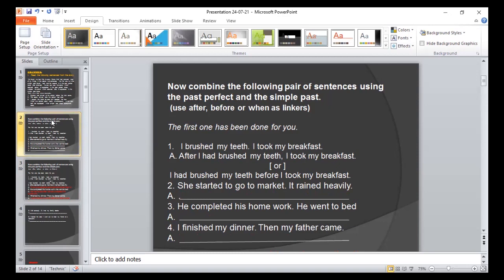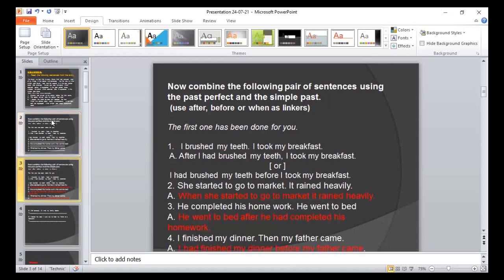He completed his homework, he went to bed. See, he went to bed after he had completed his homework. He had completed his homework before he went to bed. Both can be written. In the first one, he went to bed after he had completed his homework. Went is used as a linker, or it can be written as he had completed his homework before he went to his bed.